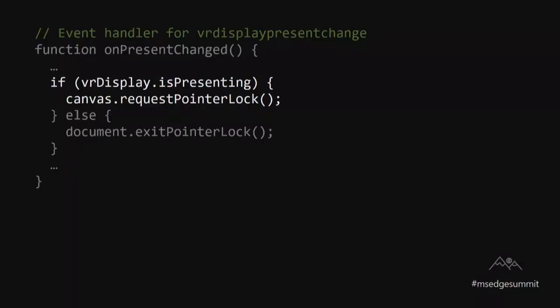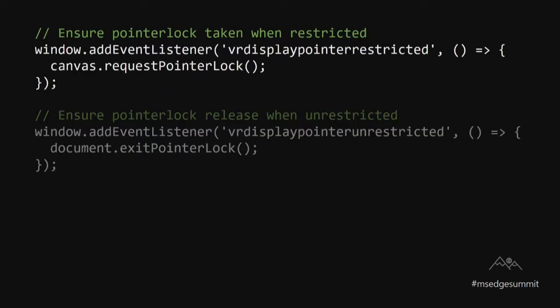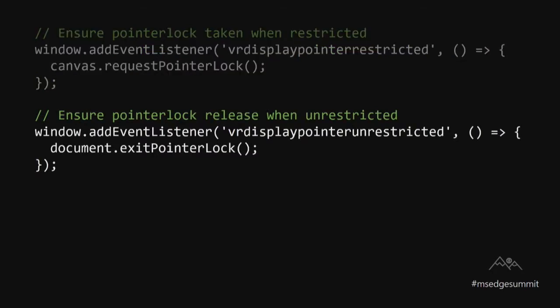To handle that first category of website, you will respond to the request present change event, or the VR display present change event, as we mentioned before, by taking pointer lock in response to entering presentation and leaving pointer lock when VR has been exited. On browsers like Edge, you'll register for the VR display pointer restricted event, where you'll request your pointer lock, and you'll release your pointer lock in the VR display pointer unrestricted event.